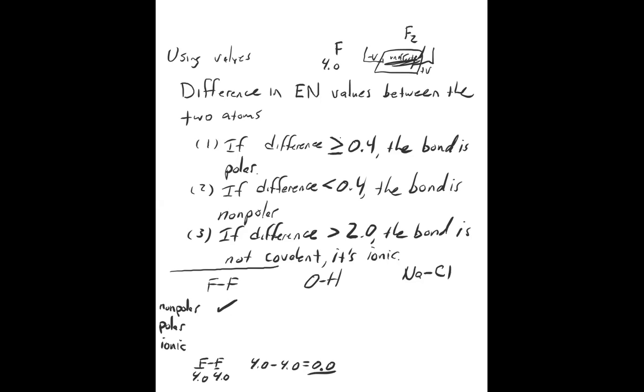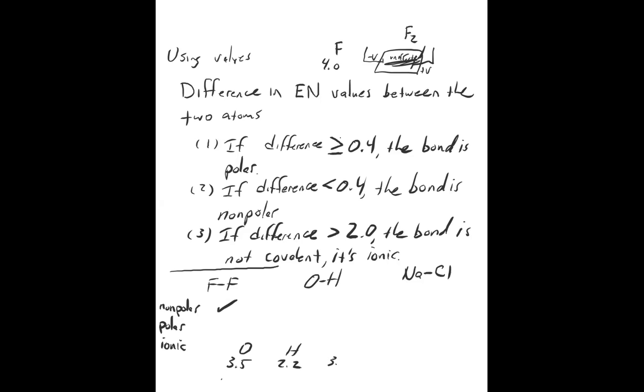Okay. Let's try OH. Oxygen is 3.5, and then hydrogen we said was 2.2, right? Now, you take the difference. Sometimes people say, well, which one do I subtract from which? And it really doesn't matter. You're just looking at essentially the absolute value. What is the difference between the two, right? So whether you take the 2.2 minus the 3.5 or the 3.5 minus the 2.2, either way, just take the absolute value of it. We're looking for the magnitude of the difference, okay?